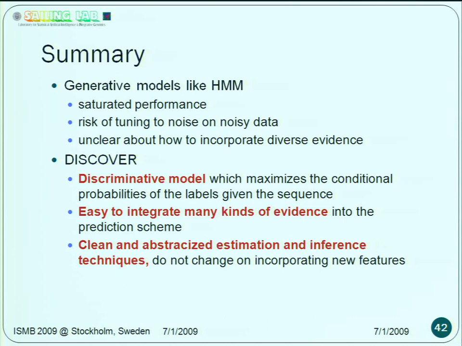So finally, the take-home slide. So far, we have seen lots of generative models like HMMs. Problems with these are performance is saturating, the risk of tuning to noise on noisy data, and it is unclear how to incorporate diverse evidence, because it's not clear how to generate those evidences in a generative model. For Discover, our model, it is a discriminative model which maximizes the conditional probability of the labels given the sequence. It is very easy to integrate any kind of evidence into the prediction scheme, while still maintaining the same abstractized estimation and inference techniques.